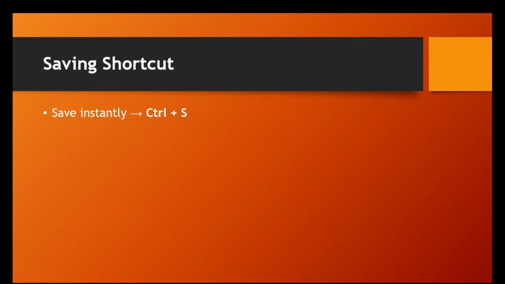In order to save your document instantly, press Ctrl S, and this will save your document for you. Make it a habit to press Ctrl S often, as it prevents loss of work. And with that, we have come to the end of Module 1. Now it is time for some practical assignment.